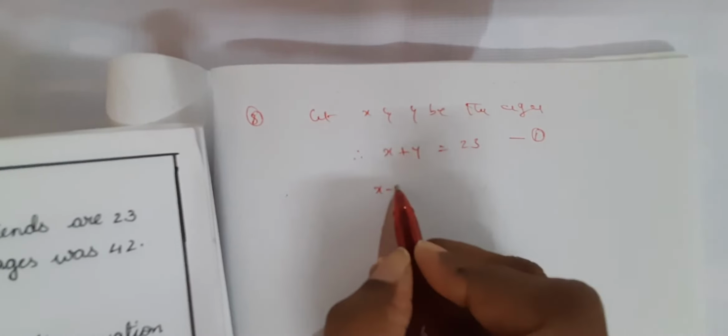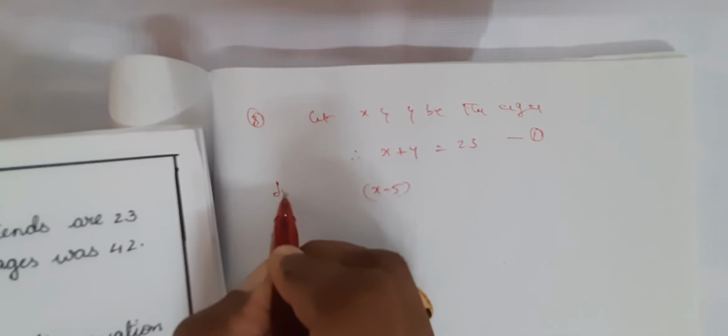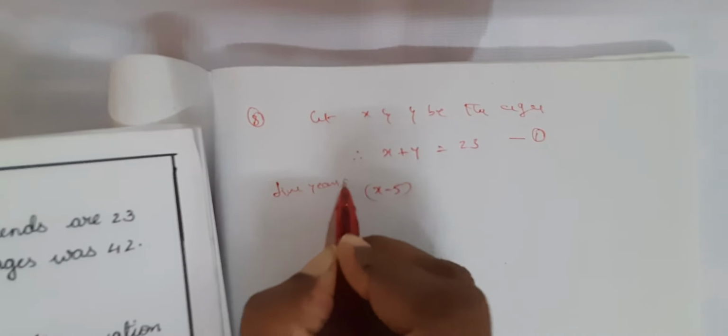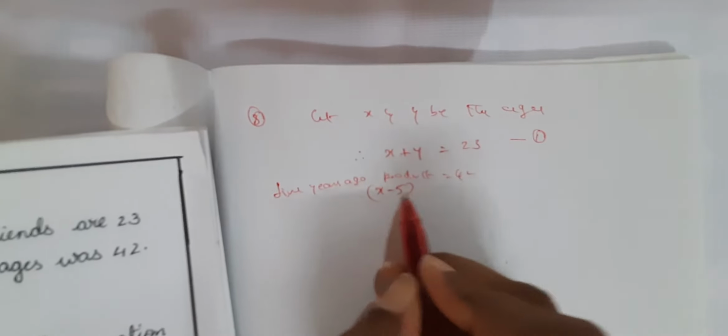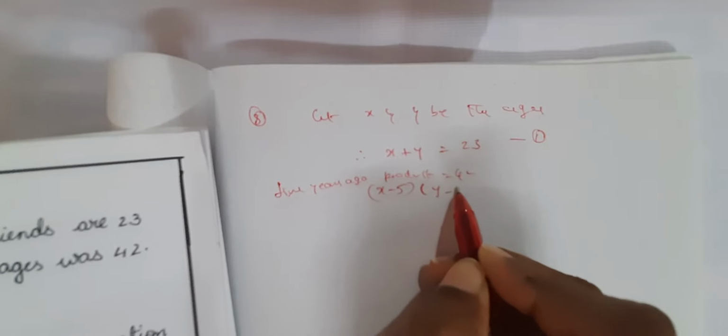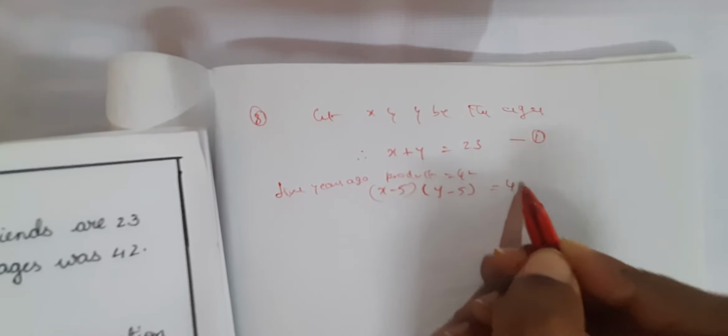So first of all, let us say that X and Y be the ages. Therefore, X plus Y is equal to 23. This is equation 1. And 5 years ago, it is X minus 5. Right, 5 years ago, the product is equal to 42, means (X minus 5) into (Y minus 5) is equal to 42.